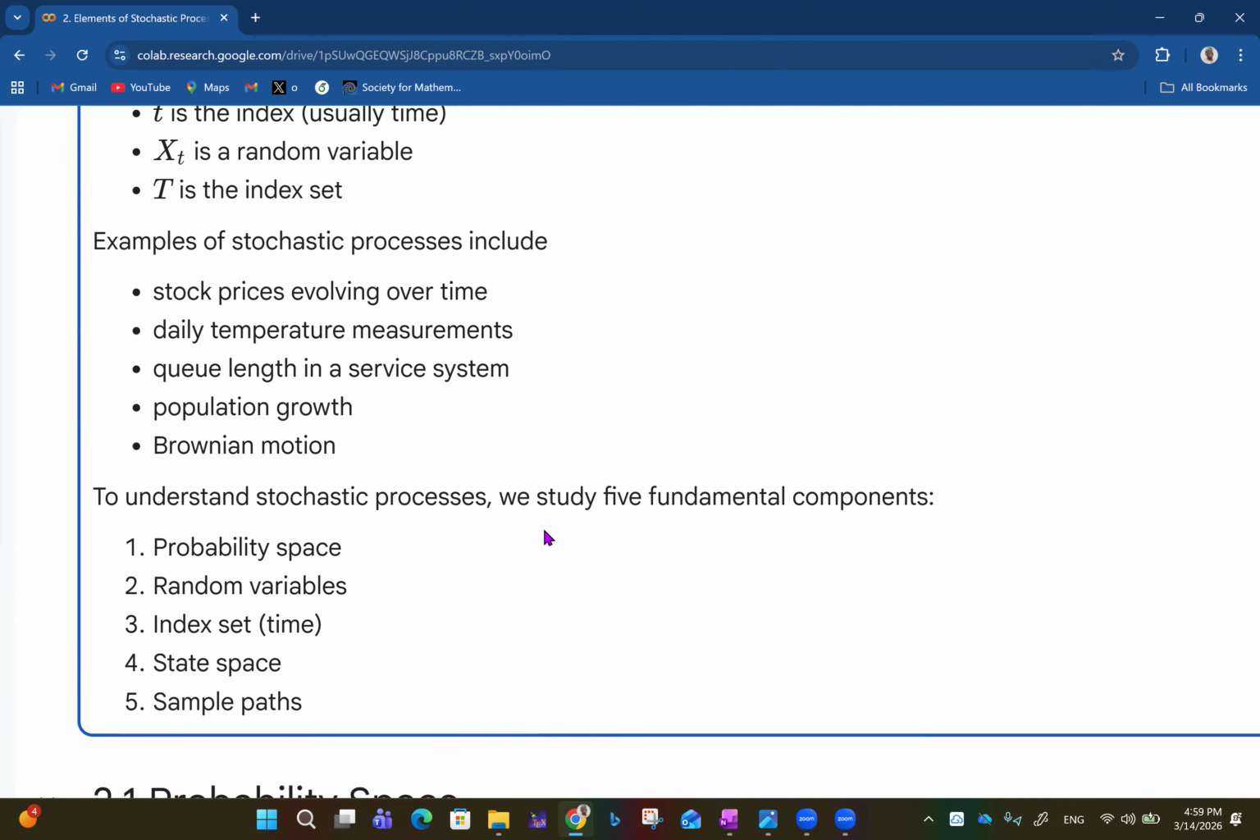Now, the indicator random variable. If you define X of omega to be 1 if head and 0 if tail, you call this a Bernoulli random variable. You have only two possible outcomes, and that can be represented using simple Python code.